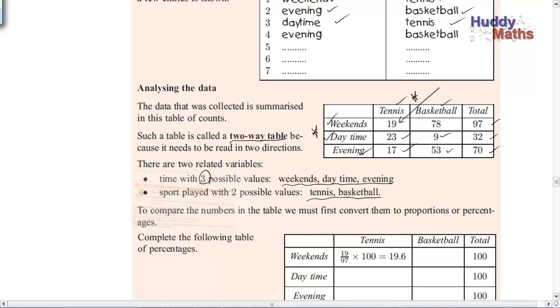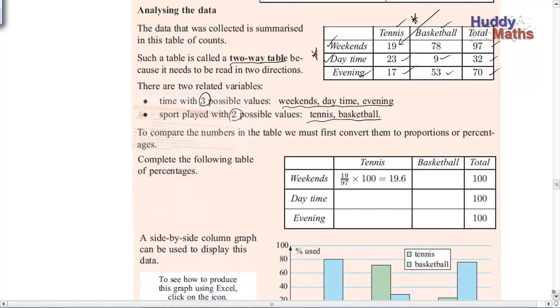Each of these 3 could go with each of these 2. Now, to compare them, they've suggested here putting percentages in. So 19, and I'm going to go back up here, let's look up here. 97 people are usually on the weekend, so 19 out of 97 times 100 is the percentage wanting tennis. And so it could go through to everyone.